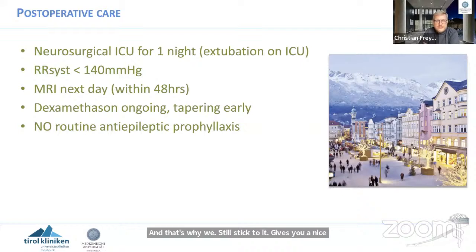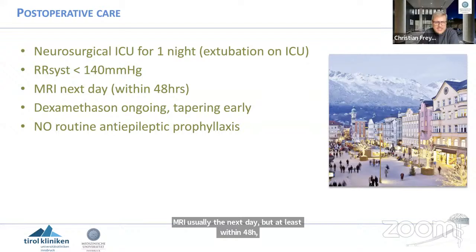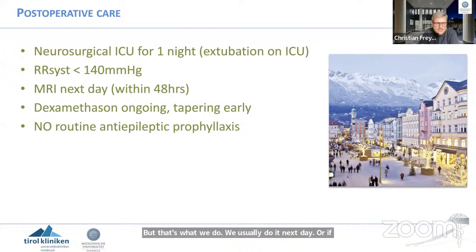What we do post-operatively is we put our patients in the neurosurgical ICU for one night. This is the local standard, mostly not challenged. A couple of years ago, even more patients went to the ICU than today. We keep the systolic blood pressure below 140. We do the MRI usually the next day, but at least within 48 hours, but 72 is also perfectly fine. But that's what we do. We usually do it next day, or if the patient is not feeling well, after at least 48 hours.